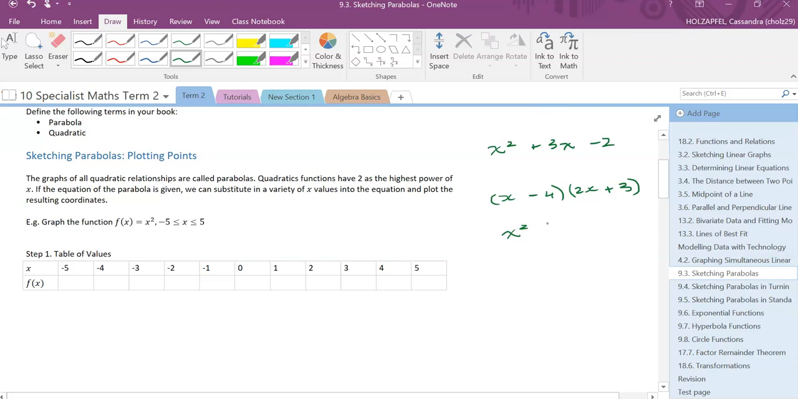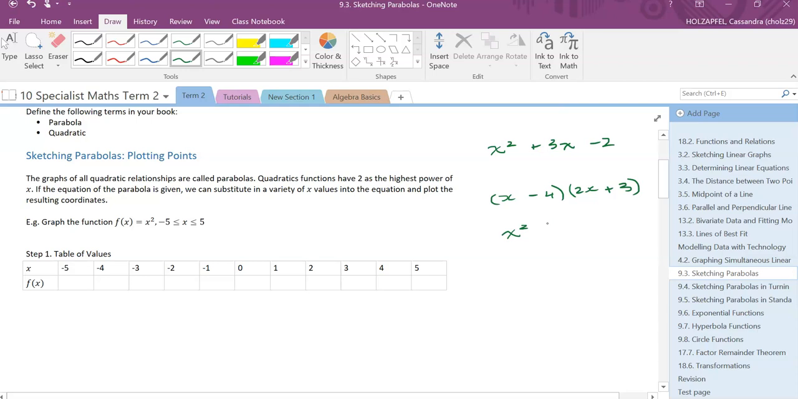The highest power of x in every single one of these cases is 2, and so that's what makes it a quadratic function. If the highest power is the power of 3, that would be a cubic. If it's to the power of 4, it would be a quartic function. So if the equation of a parabola is given, we can substitute a variety of x values into the equation and plot the resulting coordinates.